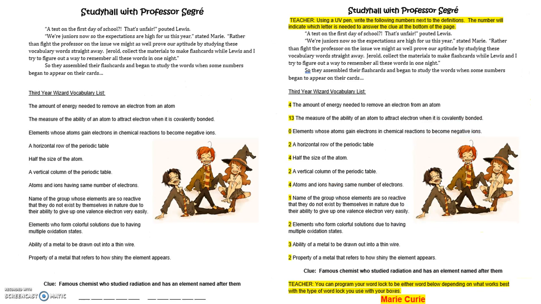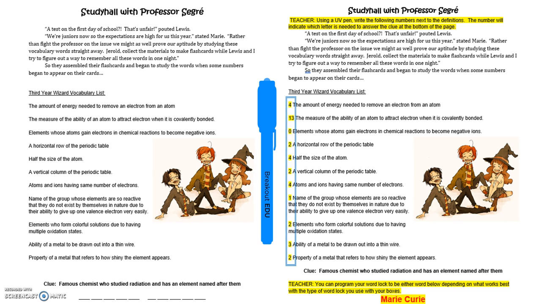Study Hall with Professor Segre. This is some work with vocabulary words. Using the UV pen, you're going to want to write those numbers somewhere next to the definitions of the words. Those numbers will indicate to the students what letter they need to use in the word that describes that definition.